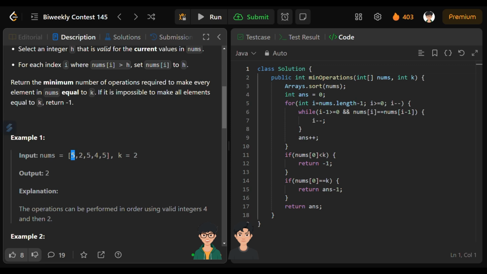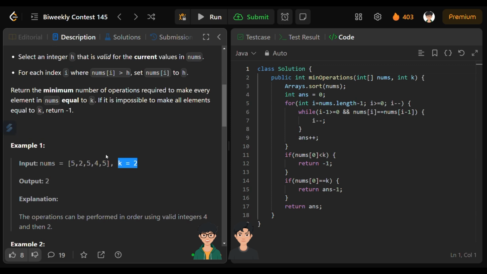Now again you will select the integer 2. The elements greater than 2 are the four elements whose values are 4. All are equal, so you will replace all those four values with 2. Now all the elements in the array become equal to 2, and that is equal to k.